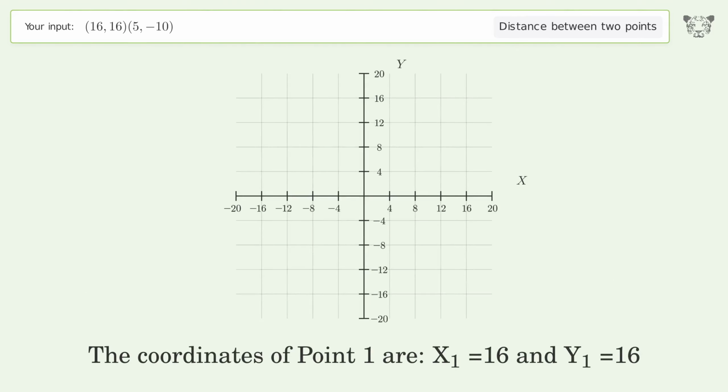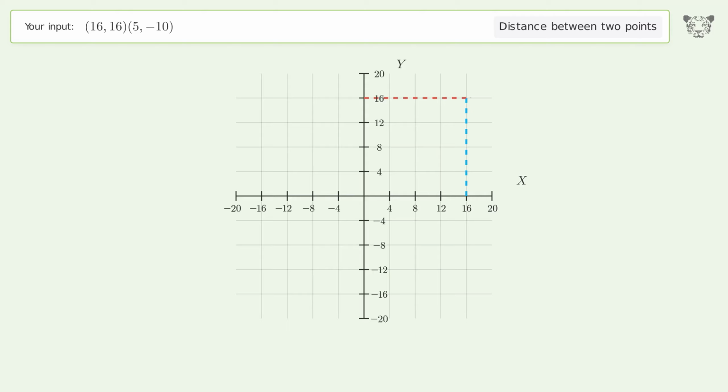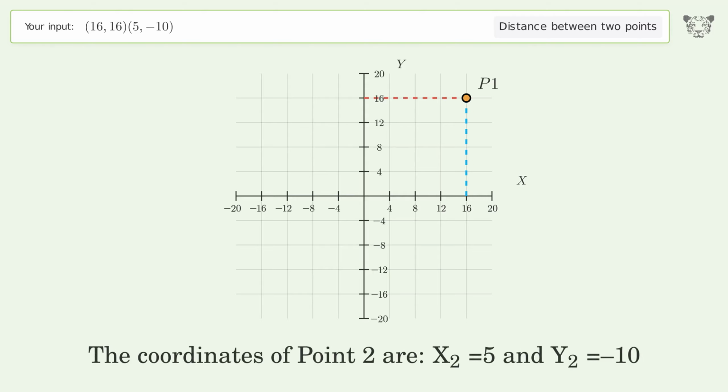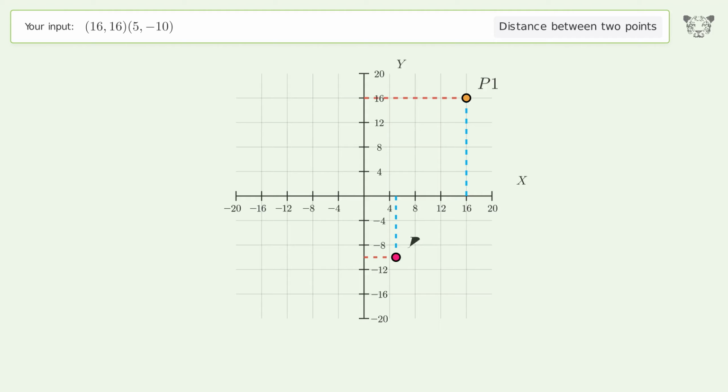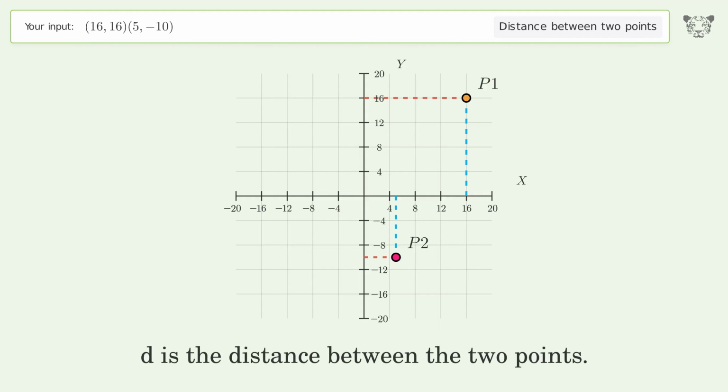The coordinates of point 1 are, x1 equals 16 and y1 equals 16. The coordinates of point 2 are, x2 equals 5 and y2 equals -10. D is the distance between the 2 points.